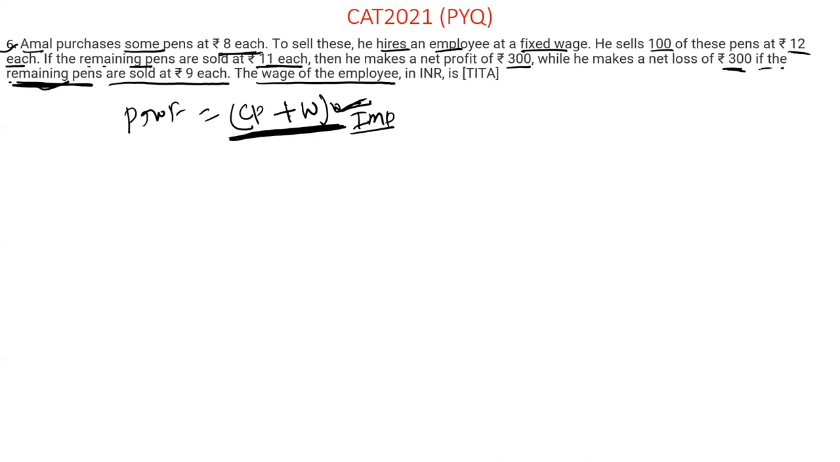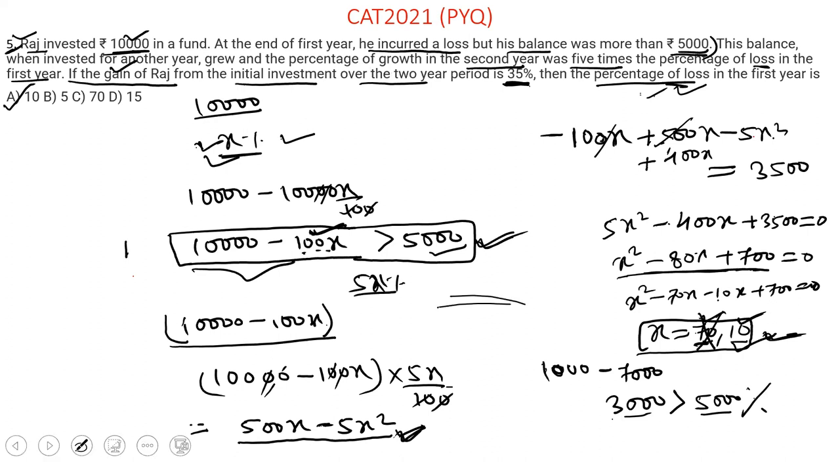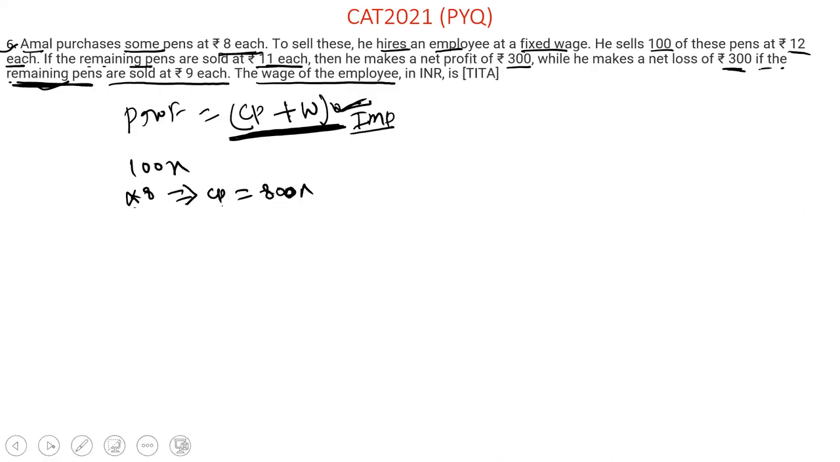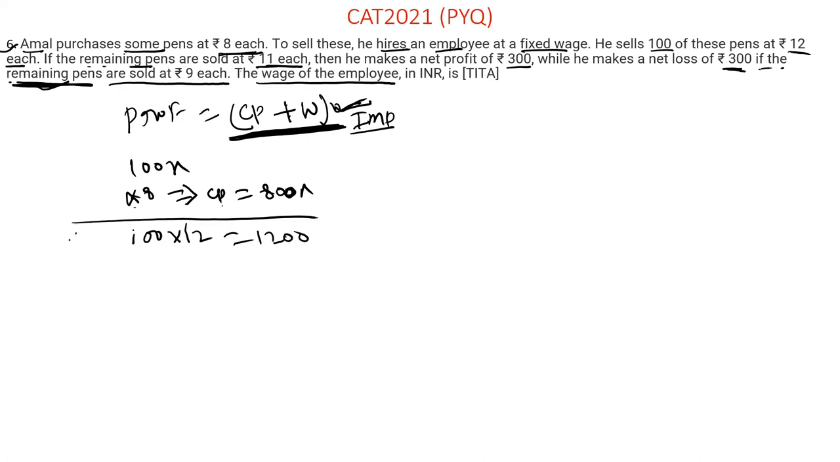So he is buying some pens at 8 rupees. Let's say 100x pens at 8 rupees each, it means that total CP is 800x. Now he had employed a worker and he sold 100 pens at a rate of 12. So that is 1200. This is our SP.